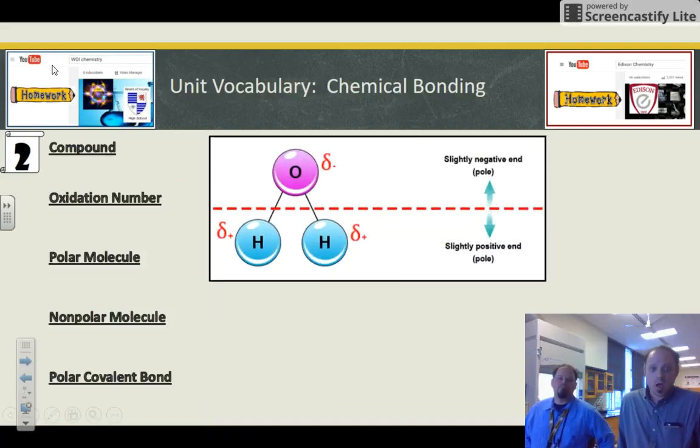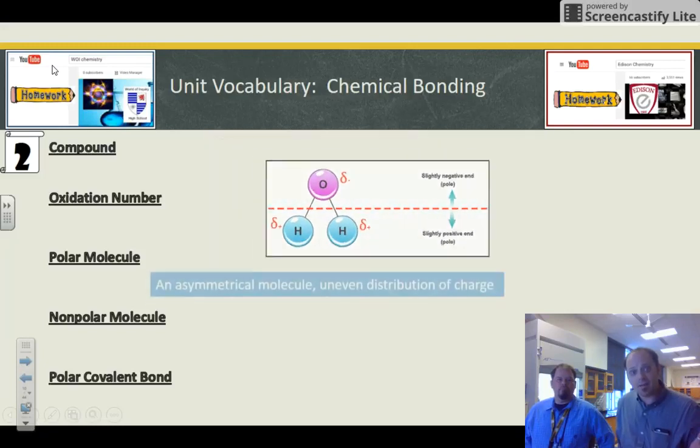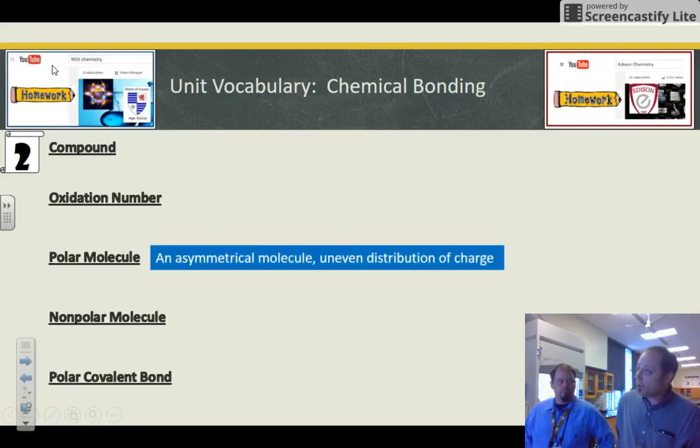So there it is. A polar molecule is a molecule that is out of balance. One side of the molecule's got more of the electrons, the other side's got less. So it's not symmetrical. Asymmetrical, there's some geometry coming at you. Uneven distribution of charge will make a molecule behave a little bit like a magnet, a north and south pole. And that is what we call polar molecules.